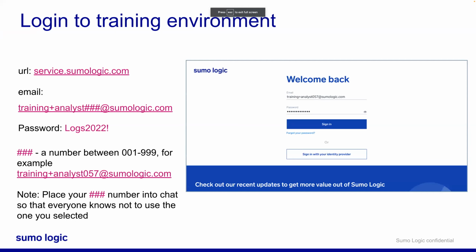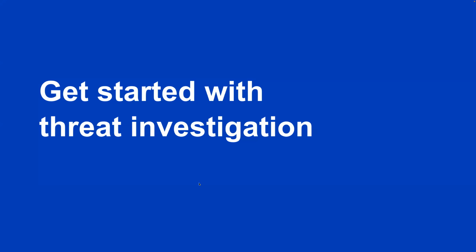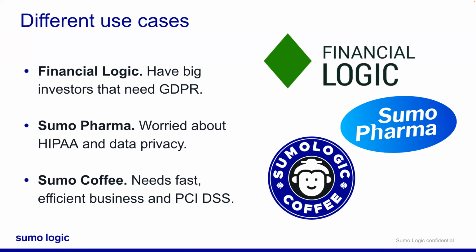All right. So we logged in, we did that. And so now we want to get started with threat investigations. In this course, we're going to use data and examples from fictional companies. So here we have 3 fictional companies: Financial Logic, Sumo Pharma, and Sumo Coffee. 3 different companies, 3 different industries.